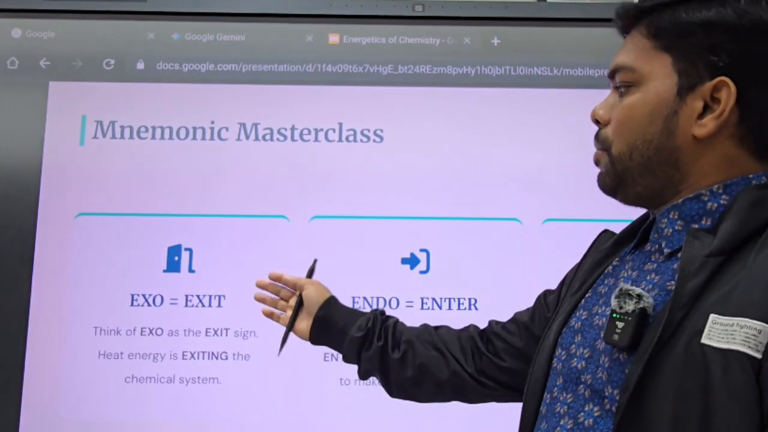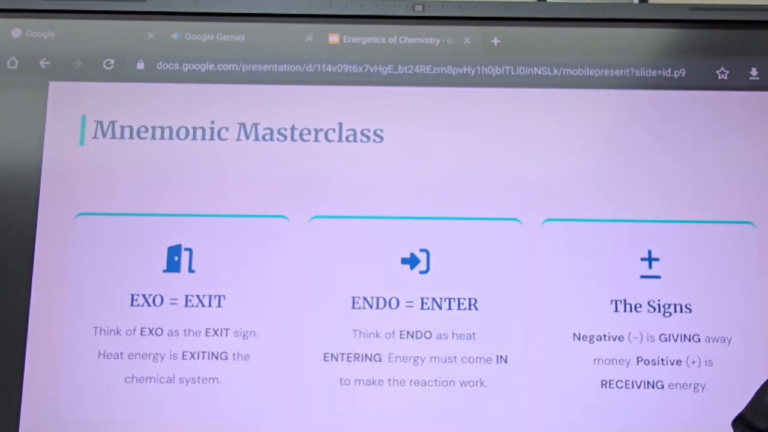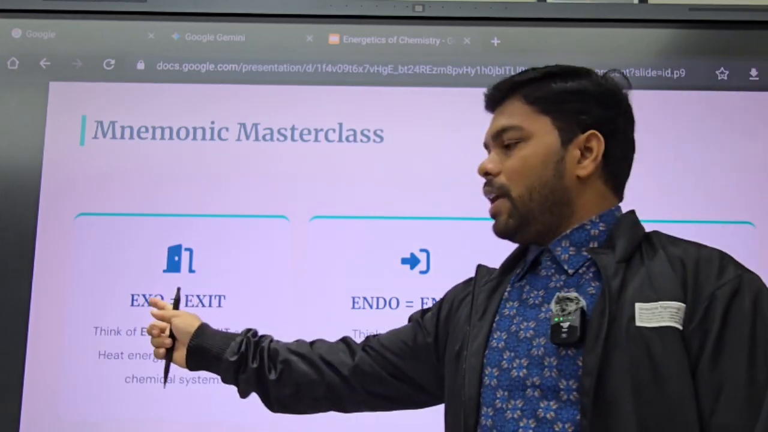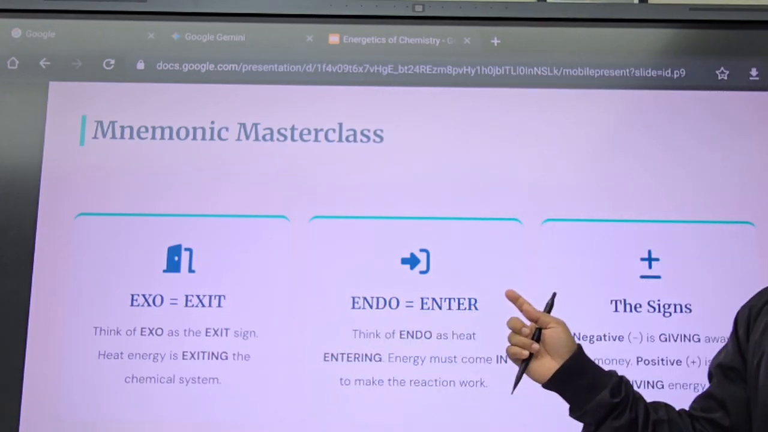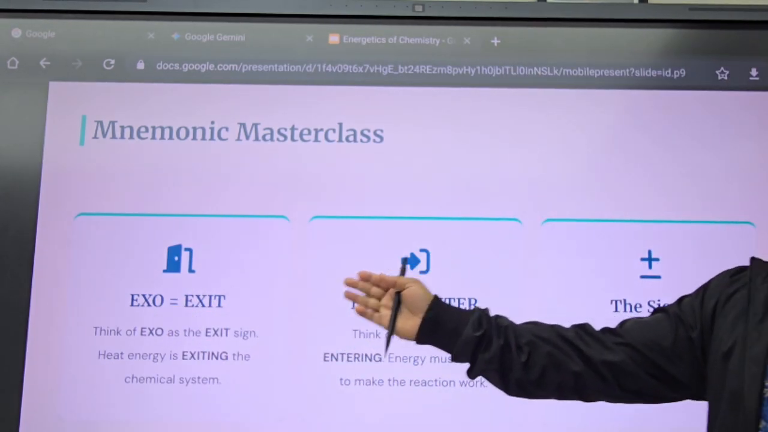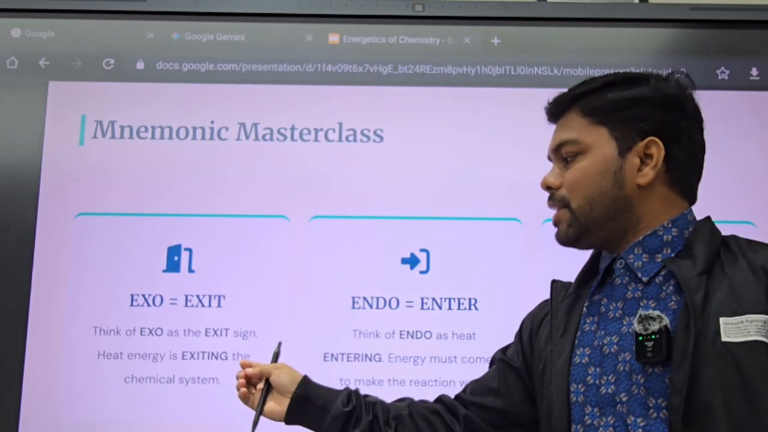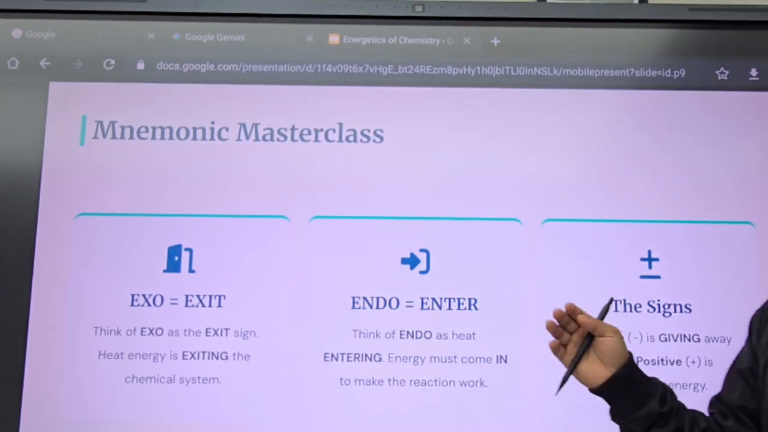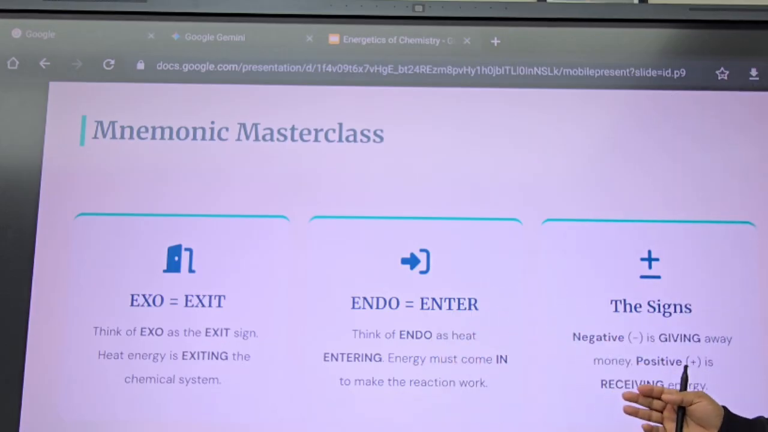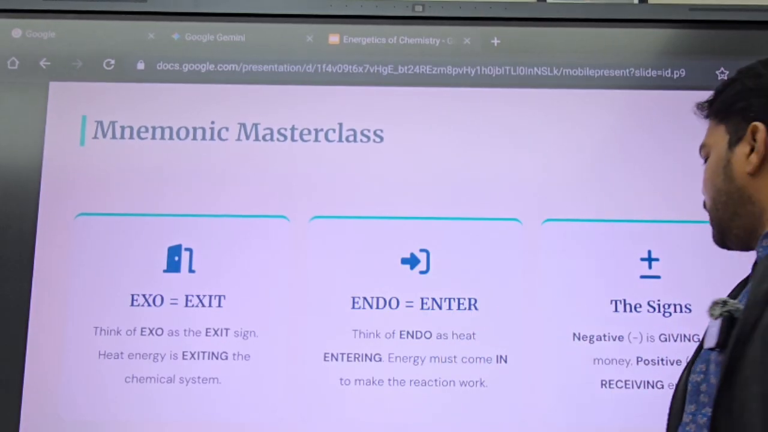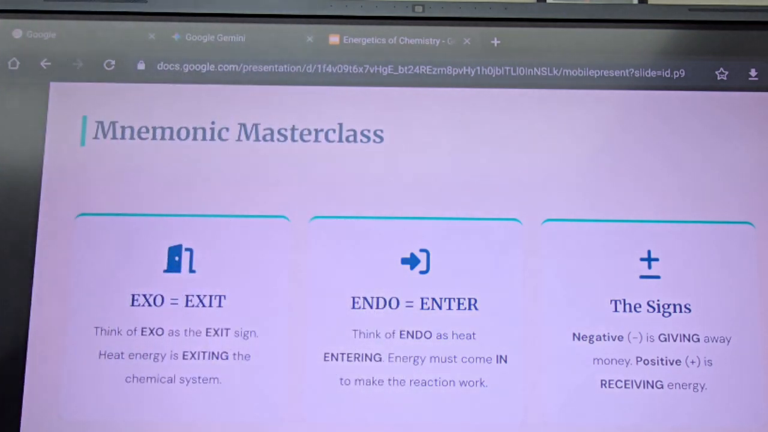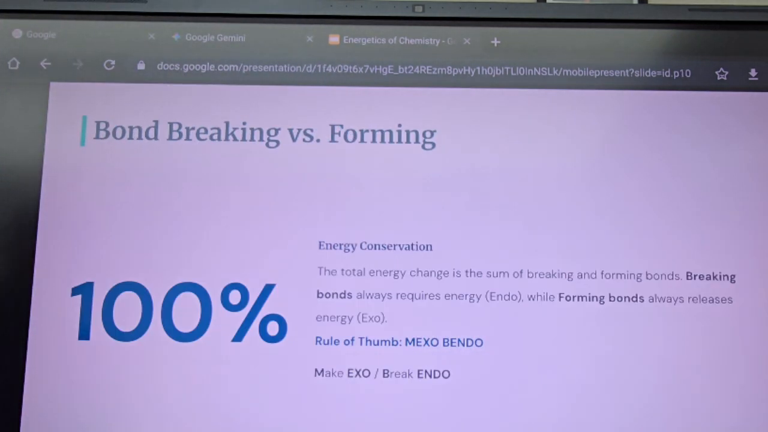Remember, a mnemonic: exo means exit, endo means enter. Exothermic means exo, exit. What should be exiting? Energy has to exit. Endothermic means enter. Energy will be entering here. As for the sign, remember, negative is for exothermic reactions and positive for endothermic reactions.